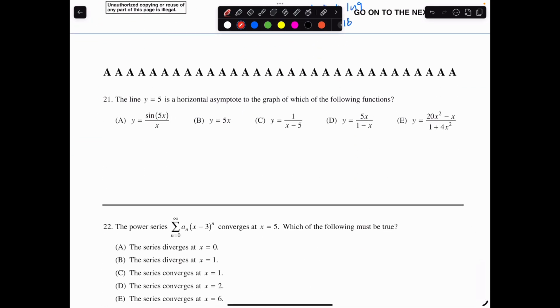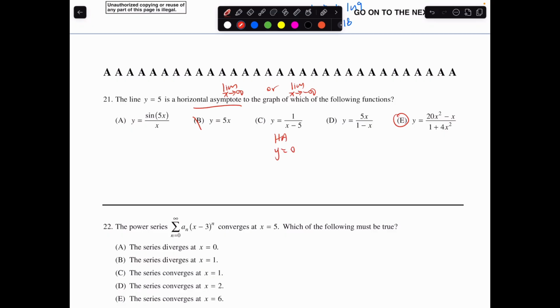Okay, the line y equals 5 is a horizontal asymptote to which of the following functions? So when I'm looking at horizontal asymptotes, I want to see the limit as x approaches infinity or as x approaches negative infinity. So let's see. Okay, so the answer is E. For this one I would just kind of see it. This one goes to infinity or negative infinity. Well, this is a straight line, so it can't have a horizontal asymptote. This one, the horizontal asymptote is at y equals 0 because you have the 1 over x.